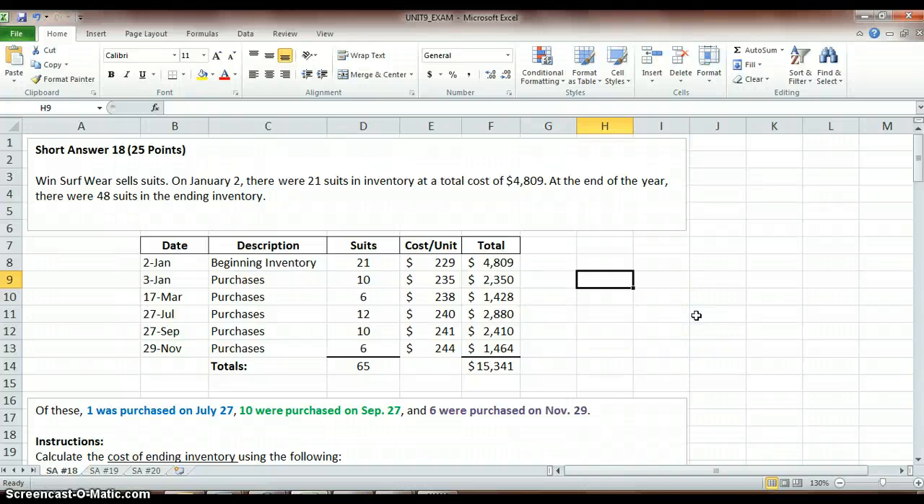Okay, so in the Unit 9 exam, the short answer number 18, we see another one of these inventory situations looking at the FIFO, LIFO, and weighted average cost methods. In this situation, Windsurfwear sells suits. On January 2nd, there were 21 suits in inventory at a total cost of $4,809. Then at the end of the year, there were 48 suits left in ending inventory.